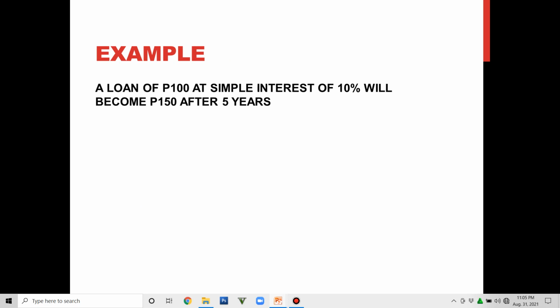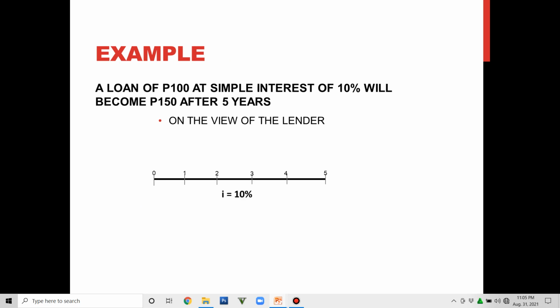A loan of 100 pesos at simple interest of 10% will become 150 pesos after 5 years. So simple lang naman. There are two perspectives here. First, we have the view of the lender, yung nagpautang. So of course, we need to draw a timeline. That will be 5 years: 0, 1, 2, 3, 4, 5. 0 here represents the present time. And of course, we need to reflect the interest rate, where I is equal to 10%.